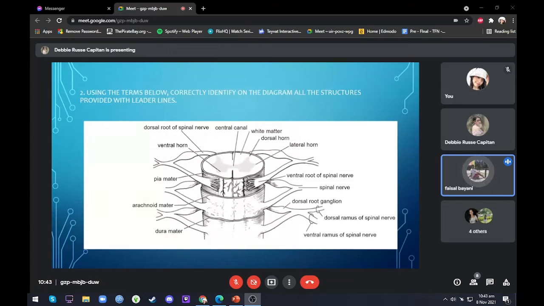Number 2, using the terms below, correctly identify in the diagram of the structure provided with leader lines. So we have the dorsal root of spinal nerve, ventral horn, pia mater, arachnoid mater, dura mater, the central canal, the white matter, the dorsal horn, lateral horn, ventral root of spinal nerve, dorsal root ganglion, dorsal ramus of spinal nerve, and ventral ramus of spinal nerve.